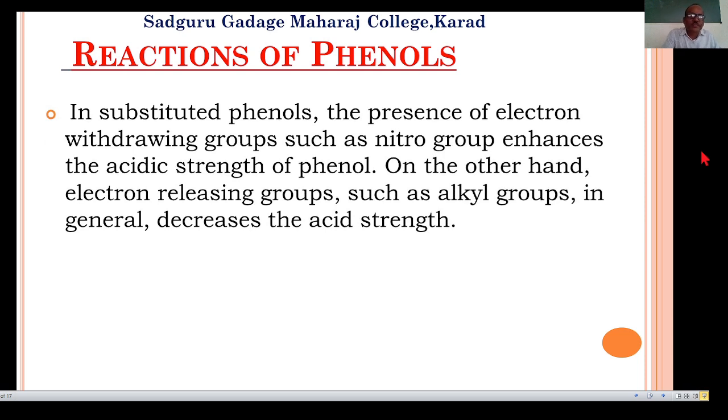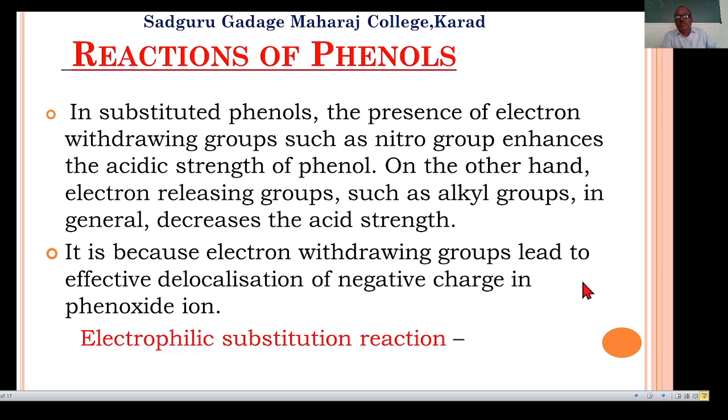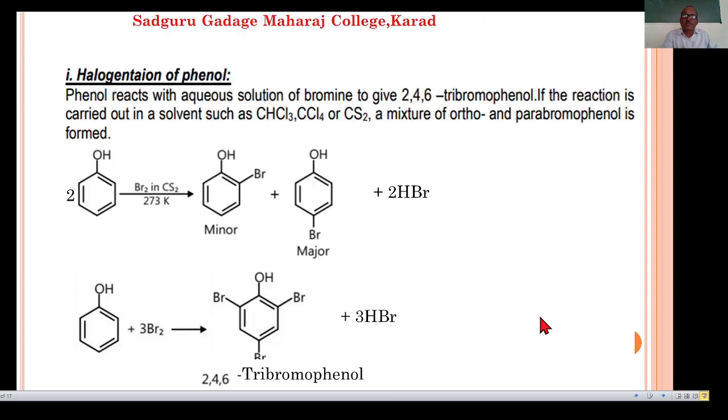In phenol, if an electron withdrawing group like nitro group is present, then it increases the acidic strength of phenol. If an electron releasing group is present like alkyl groups, then it decreases the acidic strength, because an electron withdrawing group leads to effective delocalization of negative charge in phenoxide ion. So in phenol, the electrophilic substitution reactions take place.